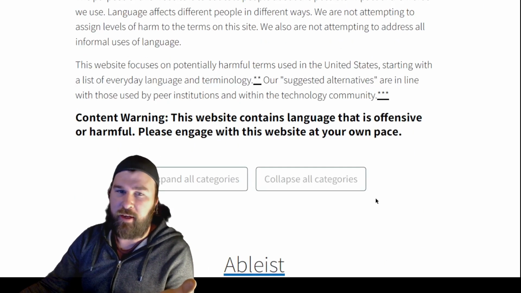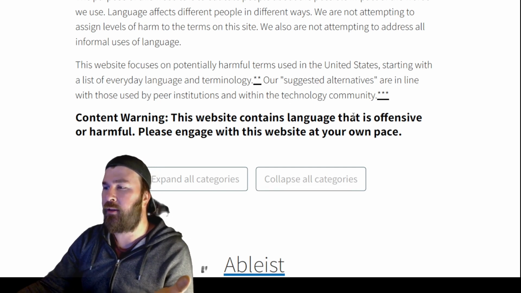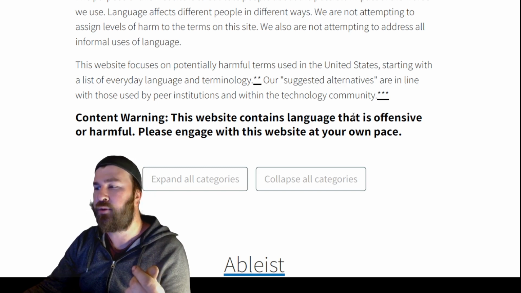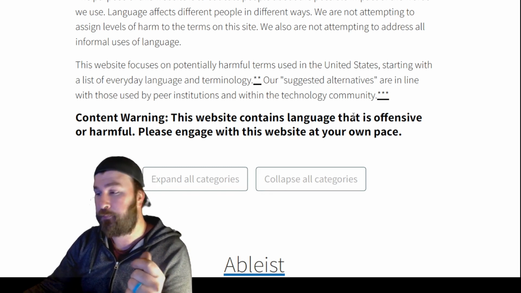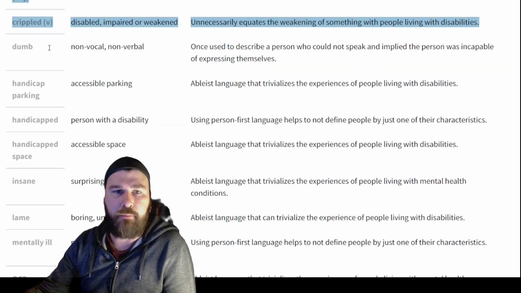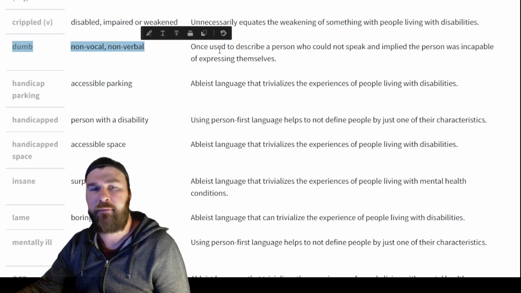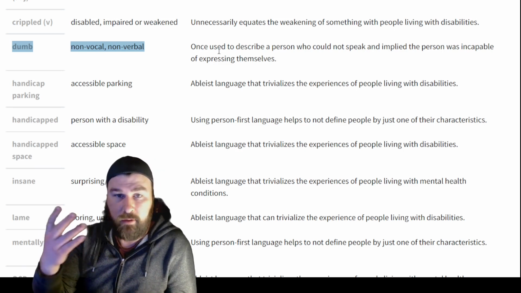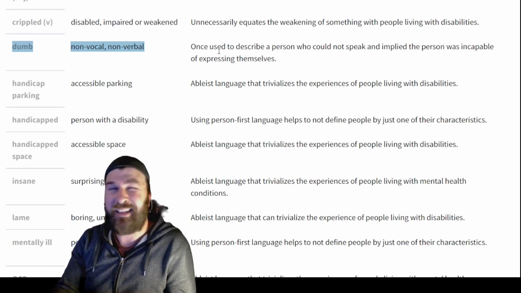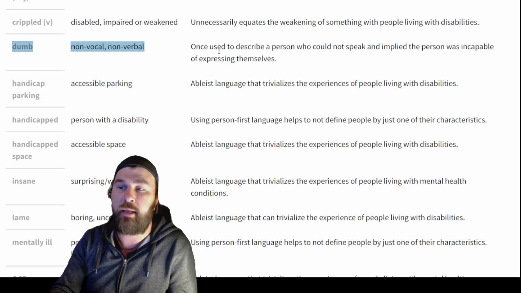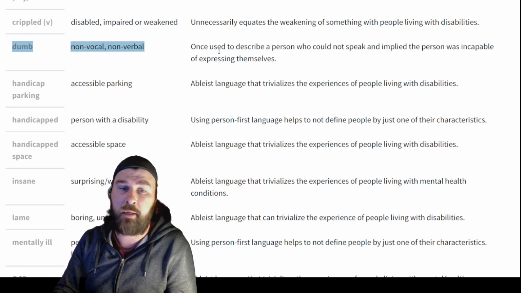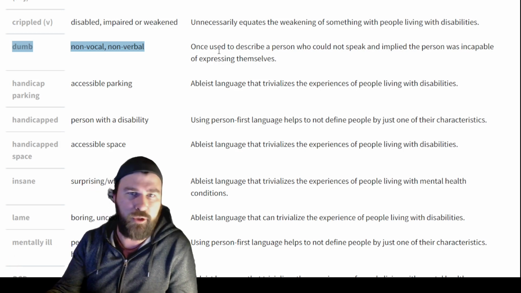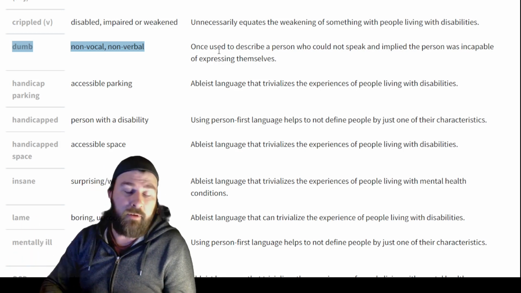And I just find it a little comical. Content warning: this website contains language that is offensive or harmful. Please engage with this website at your own pace. All right, so you're not allowed to say dumb anymore, which is interesting. But if you think about the actual terminology with dumb, dumb started out as literally meaning non-vocal and non-verbal, but that's not how people use it these days. But you're not allowed to say it, and or it's going to be taken off their websites. Now I don't know if it's in their code or in their website, because that's what they're actually going after. But to give you an idea, that's what it is.